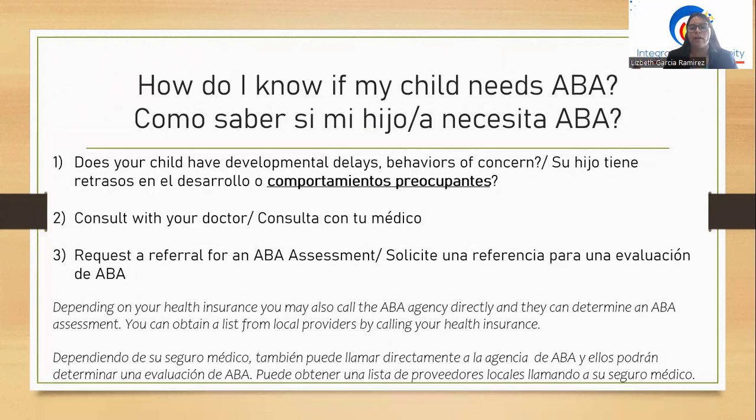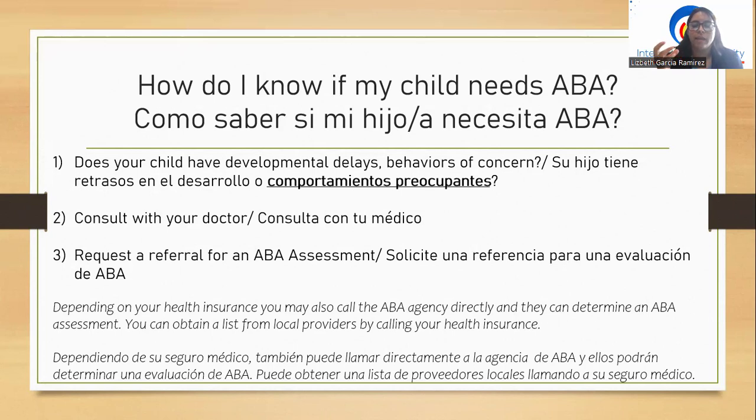So how do you know if your child needs ABA? The first things that you want to look at is developmental delays or behaviors of concern. What are behaviors of concern? So what I'm talking about here is you notice that your son either already has a diagnosis or they're struggling in certain areas. The first thing you want to do is get an evaluation by your primary doctor. Always consult with your doctor. Write down all of the concerns that you have.